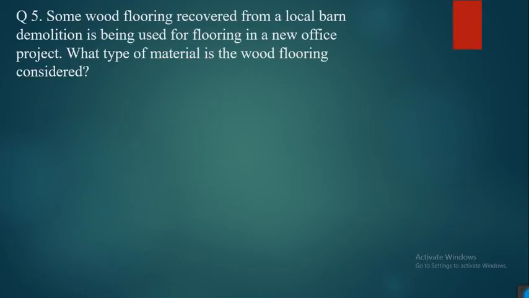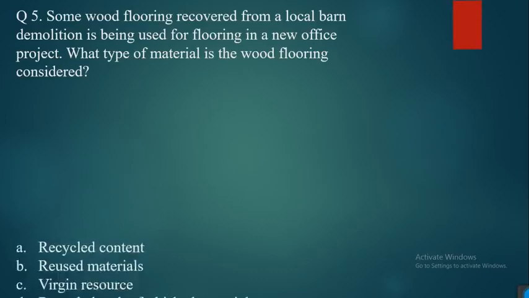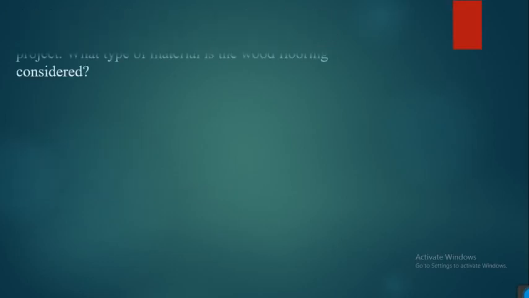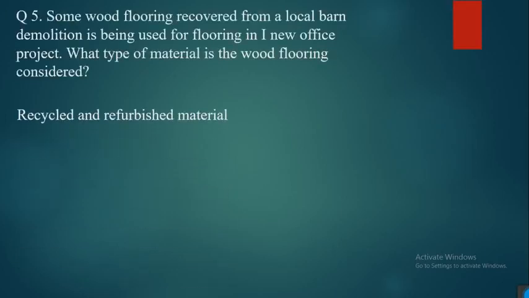Fifth question. Some wood flooring recovered from a local burned demolition is being used for flooring in a new office project. What type of material is the wood flooring considered? Options are: recycled content, reused materials, virgin resource, recycled and refurbished materials. Answer is recycled and refurbished material.